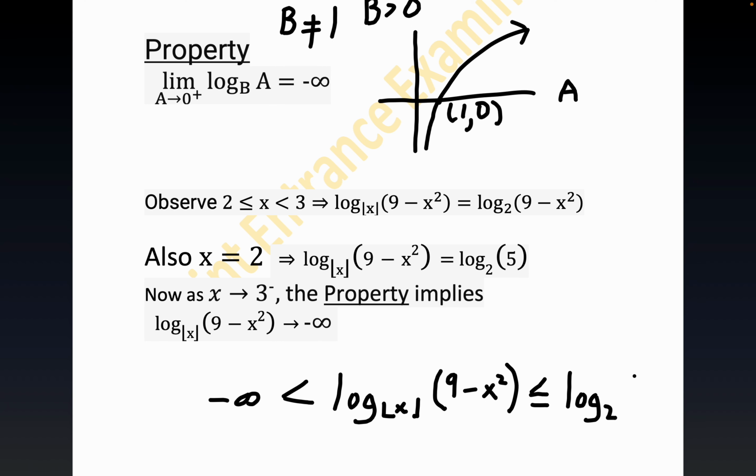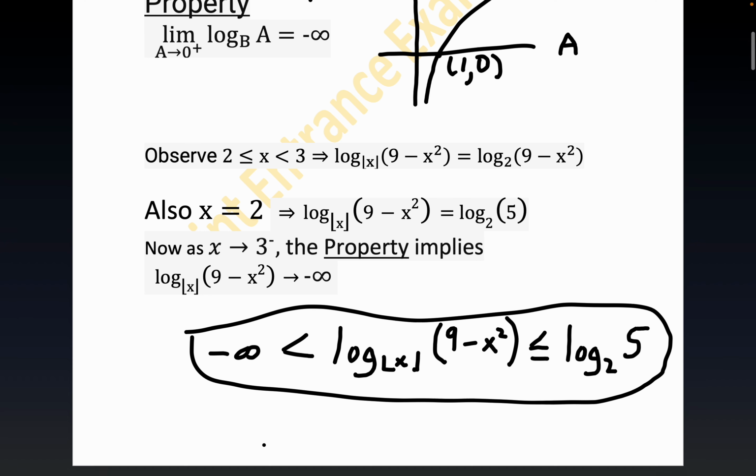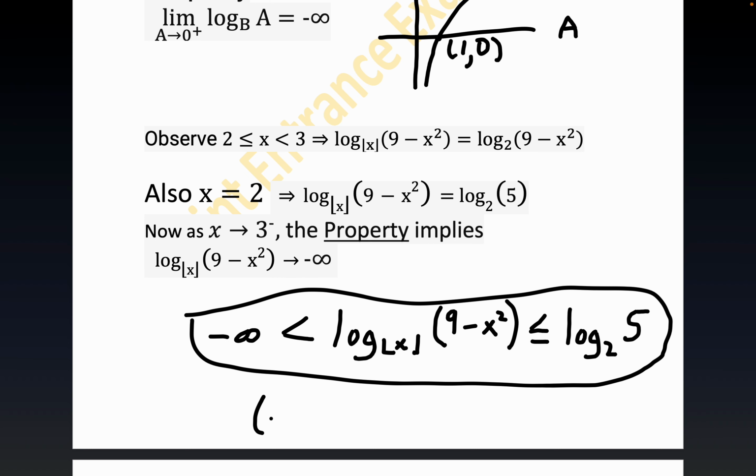The range of our function is a number that's always going to be bounded above by log base 2 of 5. So it's contained in this interval from minus infinity. Some people might prefer to write the answer like this: minus infinity, parenthesis, and then log base 2 of 5, bracket. That is another way to write the range of this function.